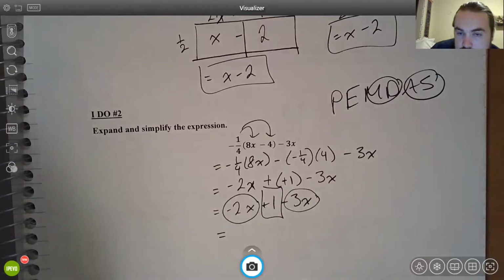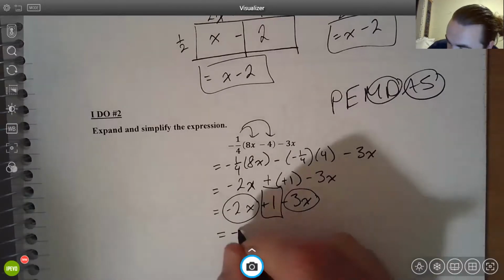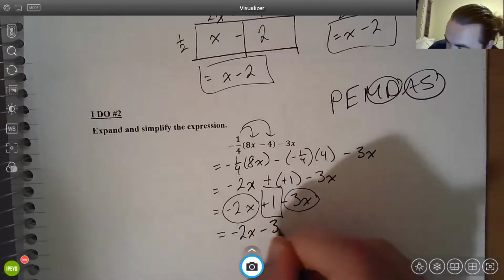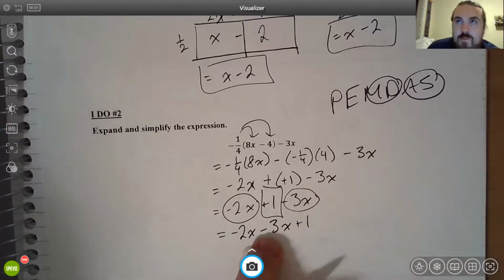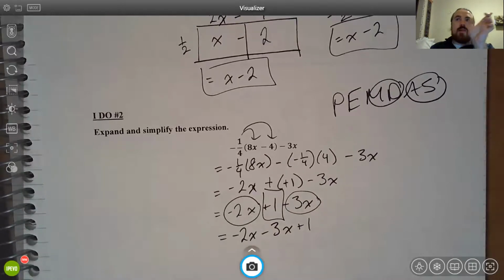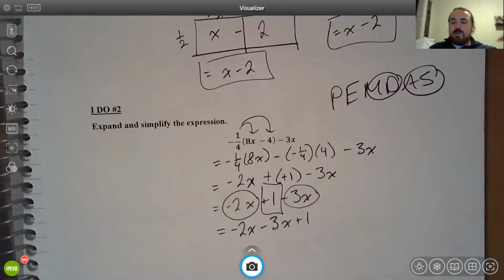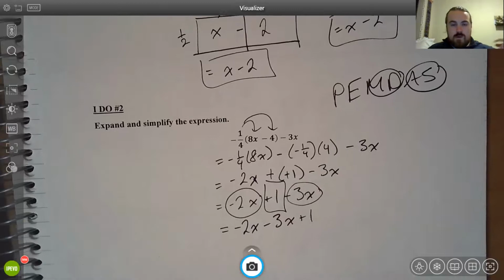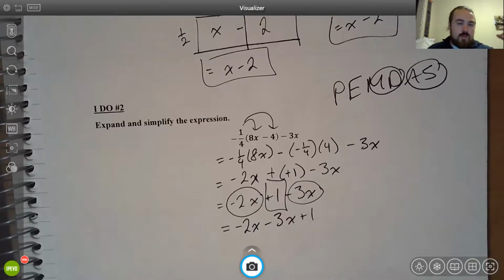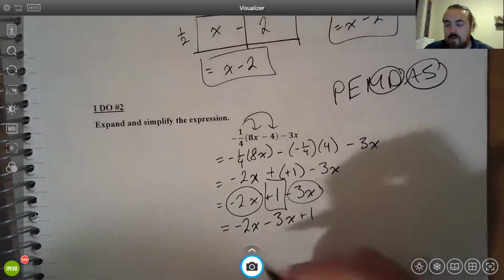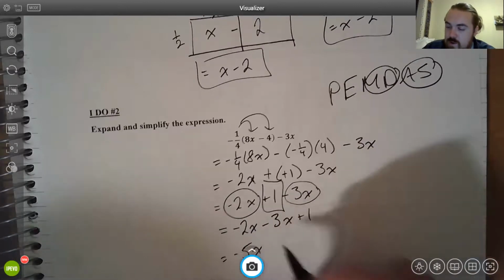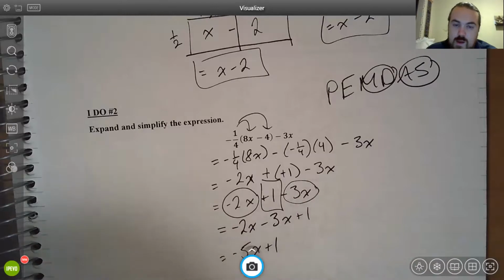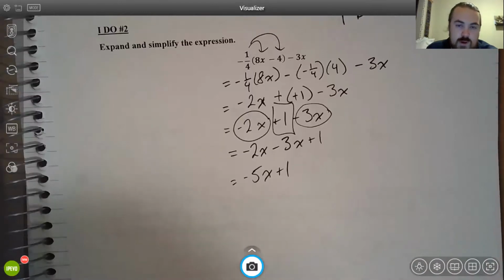Again, put like terms next to each other. Negative 2x minus 3x plus 1. Negative 2x minus 3x: if I want negative 2 and I'm subtracting 3, I'm going left on the number line, so that's getting farther from 0. That's going to be a bigger negative, negative 5. Negative 5x plus 1. So we're done here with negative 5x plus 1.